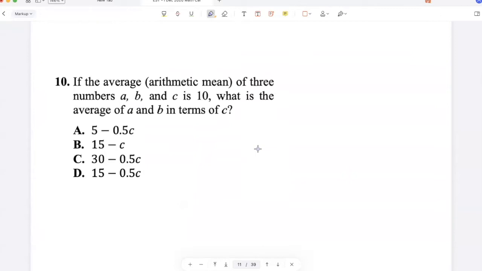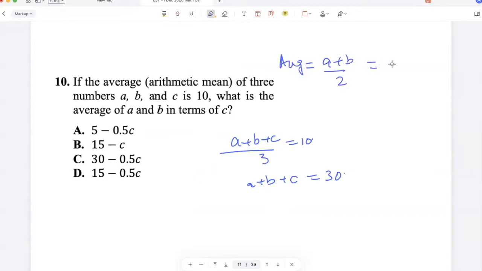If the average of three numbers is 10, what is the average of A and B in terms of C? Okay, so A plus B plus C by 3 is 10. So A plus B plus C is 30. So A plus B by 2, which is the average of A and B, would be 30 minus C by 2. So that's 15 minus 0.5 C, option D.